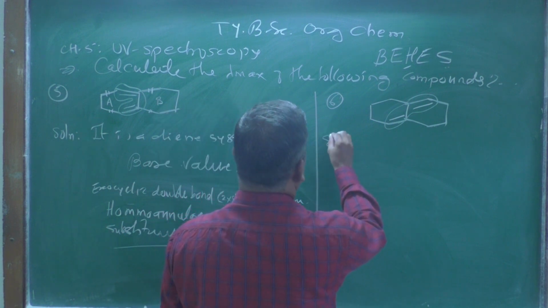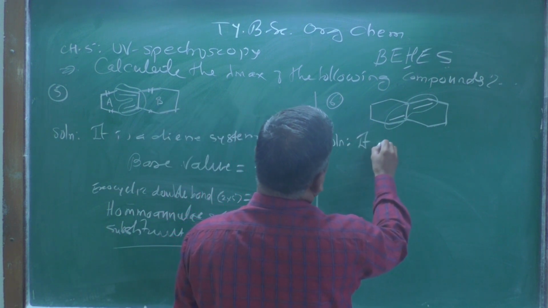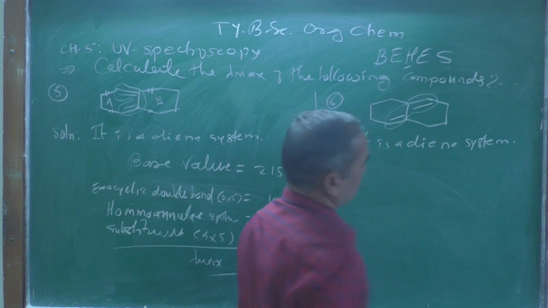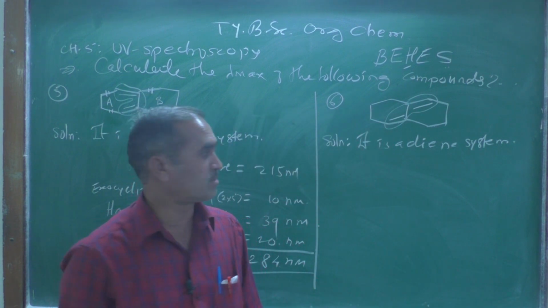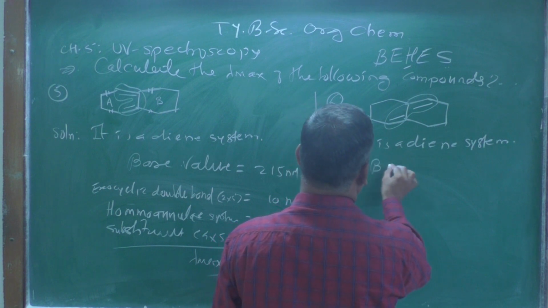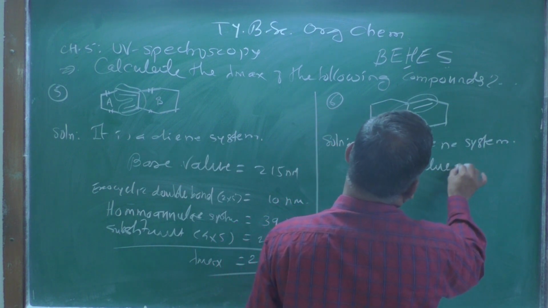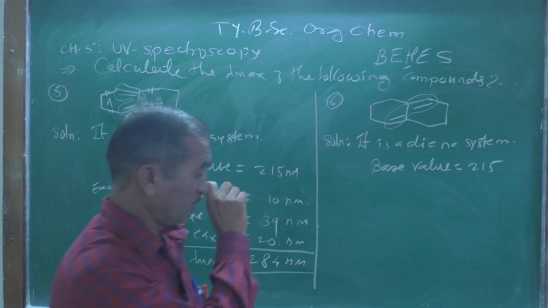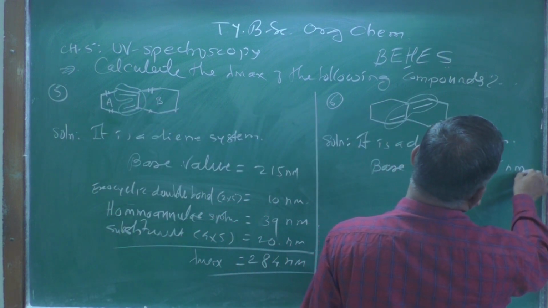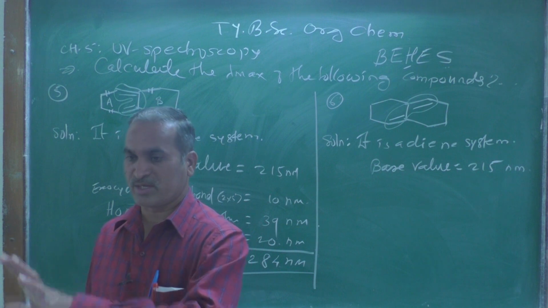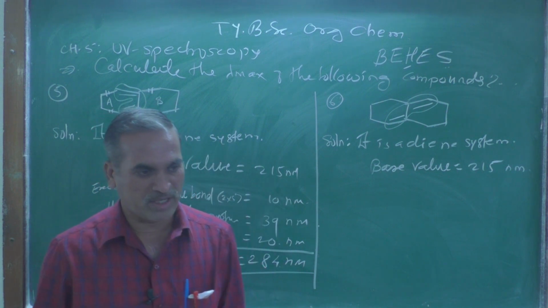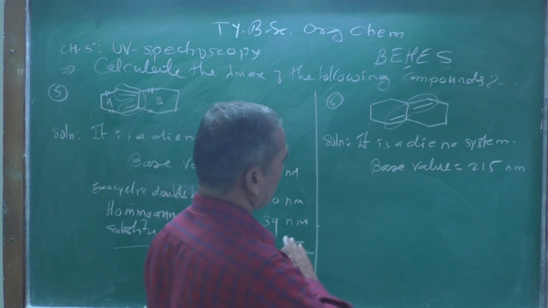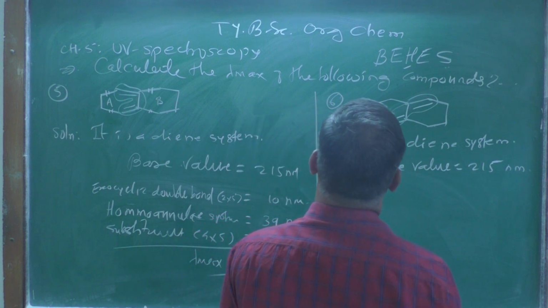So while answering it, you should write like this: it is a diene system. And once it is a diene system, what should be the base value for the diene system? As we know, the base value is equal to 215 nanometer. And as we know, 1 nanometer means 10 raised to minus 7 centimeter or 10 raised to minus 9 meter. So that is the general conversion for nanometer.